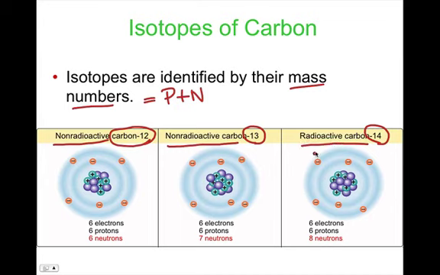We're going to talk about the significance of this radioactive carbon 14. Once again, in isotopes, you will notice down here, the electrons and the protons stay the same in all three of these isotopes of carbon. What changes is the neutrons. And remember, the neutrons are in the nucleus.